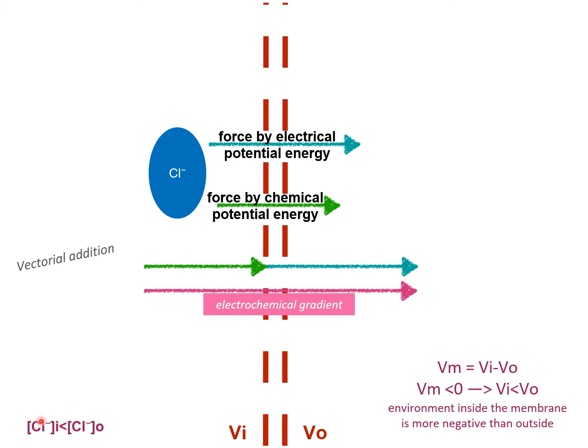While we said that the concentration of chloride is greater on the outside than the inside, that is wrong. I'm sorry. The concentration of the chloride is greater on the inside than the outside. So the chemical force will draw chloride again outside. Okay, if we add these two forces by vectorial addition, then we get one unified force, which is the electrochemical gradient.